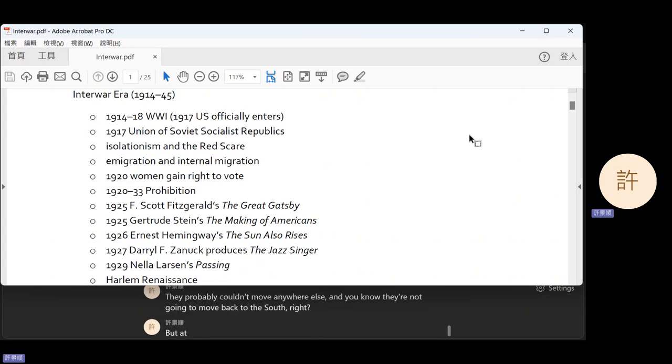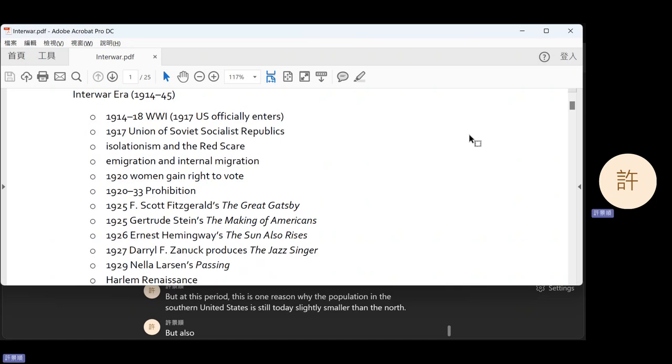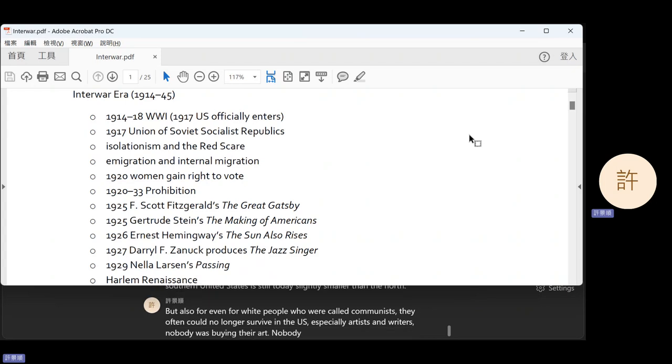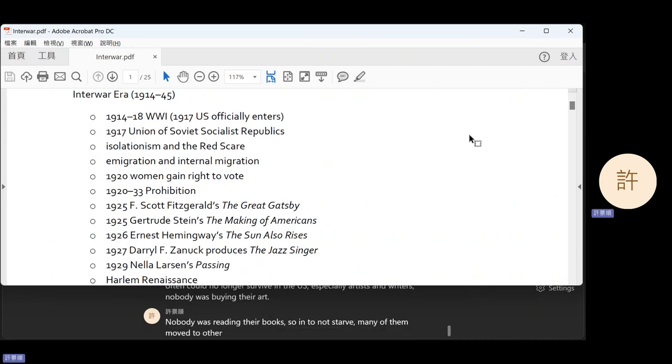But at this period, this is one reason why the population in the southern United States is still today slightly smaller than the north. But also, even for white people who were called communists, they often could no longer survive in the U.S., especially artists and writers. Nobody was buying their art. Nobody was reading their books. So, to not starve, many of them moved to other countries, which is emigration, starting with an E.